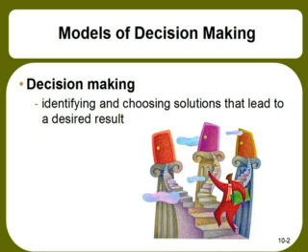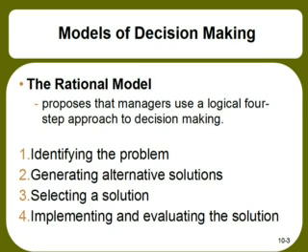In this chapter, we will explore models of decision-making and the various approaches that organizations have adopted for increasing the effectiveness of managerial and organizational decisions. Decision-making is formally defined as a process of identifying and choosing solutions that lead to a desired result. The first model of decision-making that we will discuss is the so-called rational model. This model involves a four-step approach.